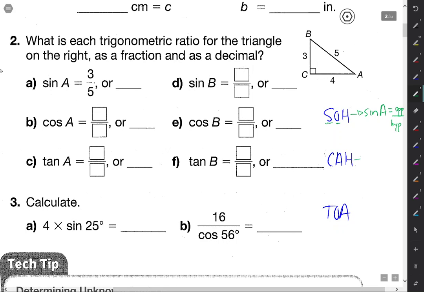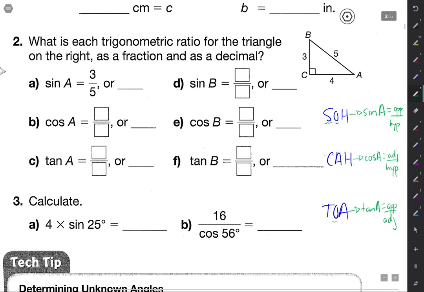And then the C stands for cosine, so cos of an angle. And then the A is adjacent, and the H is hypotenuse. And then TOA, we have T stands for tangent of an angle is equal to, then the O is opposite, and the A is adjacent.